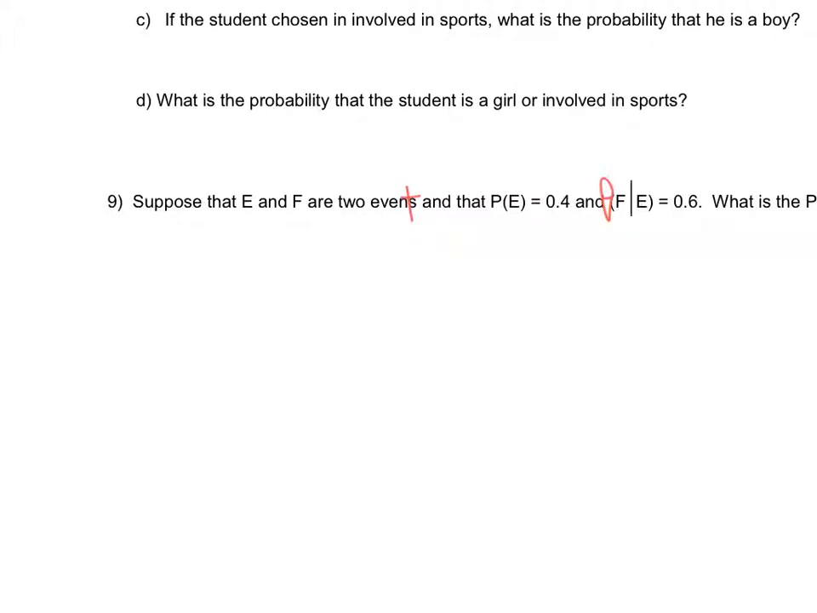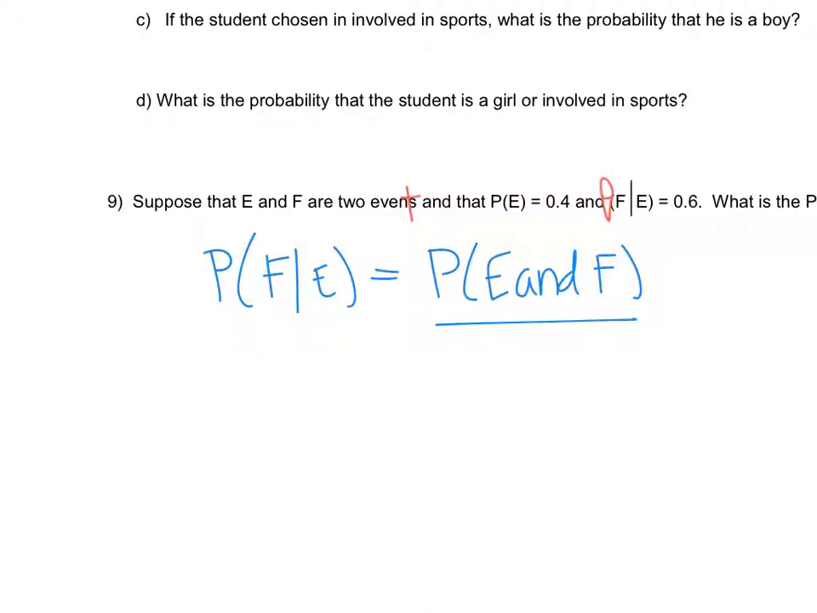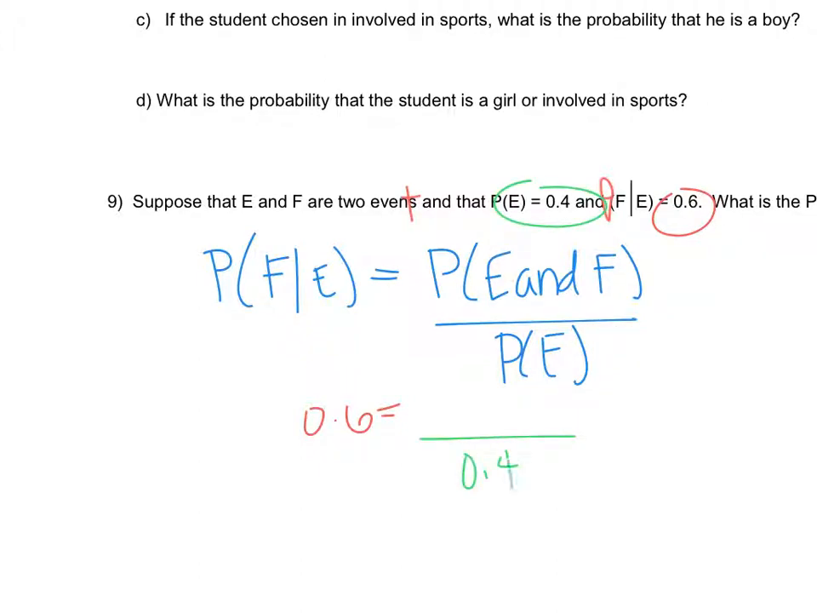So this has to go back to what we did above on the last page of notes to use the formula. So the probability of F given E is the probability of them both together divided by the probability of the original condition. Okay, so we have the probability of F given E, it's given to you in the problem, that's 0.6. And we have the probability of E. So the denominator is 0.4.